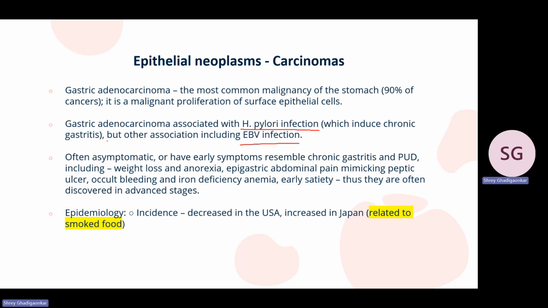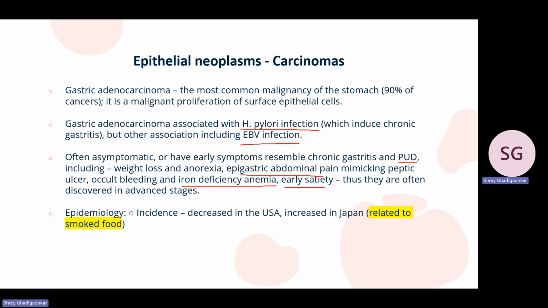These can be asymptomatic clinically, or they may have symptoms that resemble chronic gastritis and peptic ulcer disease. And you may have other non-specific symptoms like weight loss, anorexia, epigastric abdominal pain mimicking peptic ulcers, and occult bleeding, iron deficiency anemia, which is usually due to chronic bleeding, and early satiety. Some of these are usually associated with more advanced stages, which means the cancer has progressed too far.